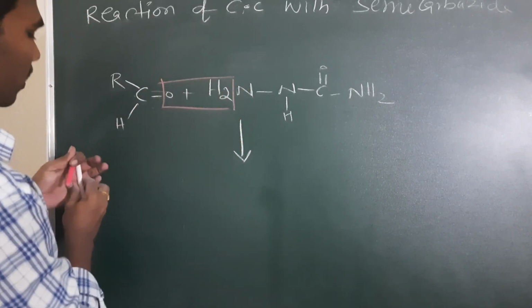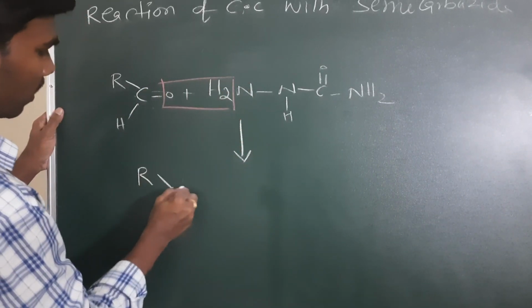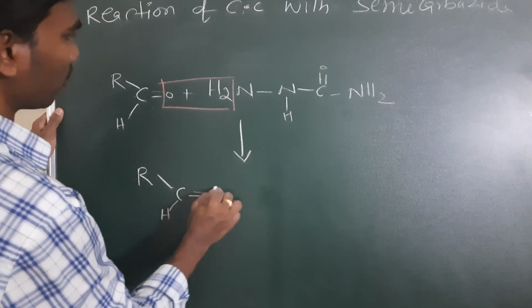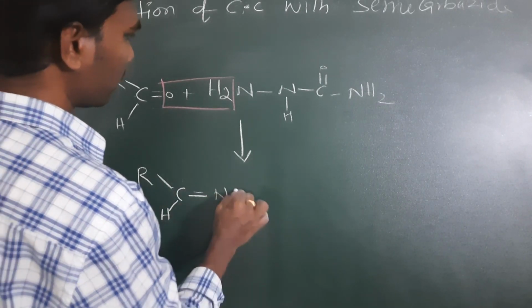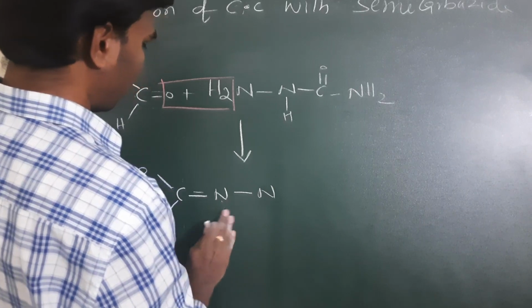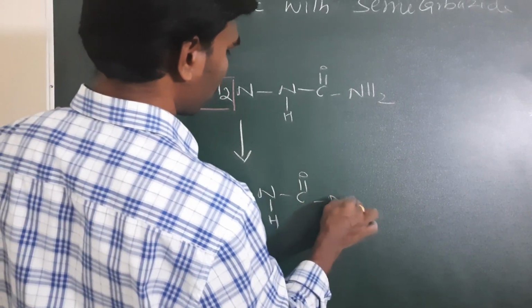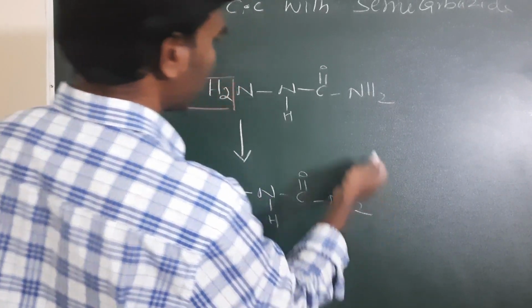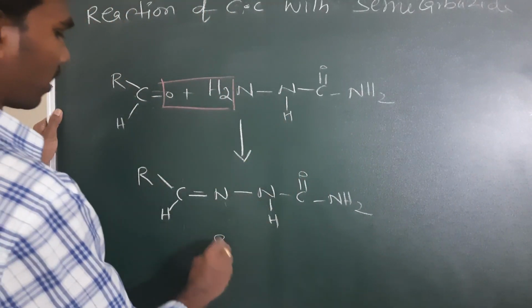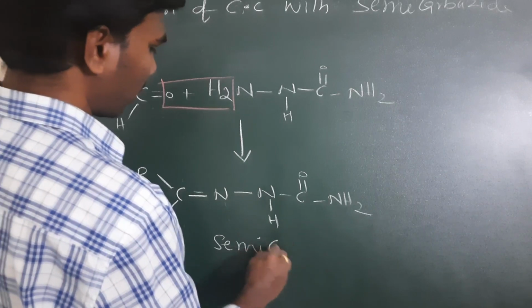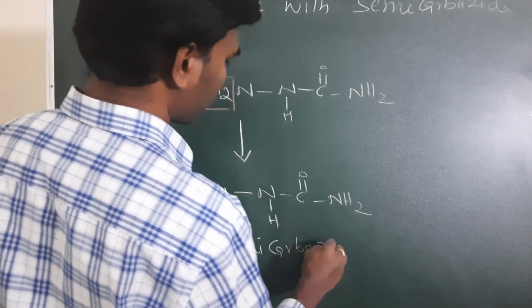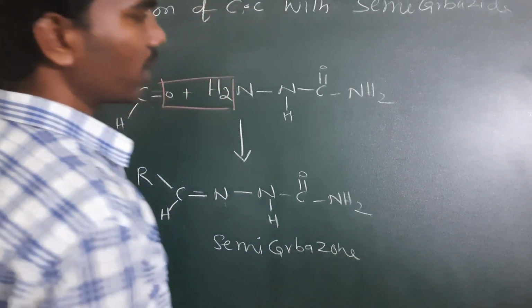So remove a water molecule and you have to write it like this: RCH=N-NH-C(=O)-NH2 will form. This is semicarbazone. So these are ammonia derivatives.